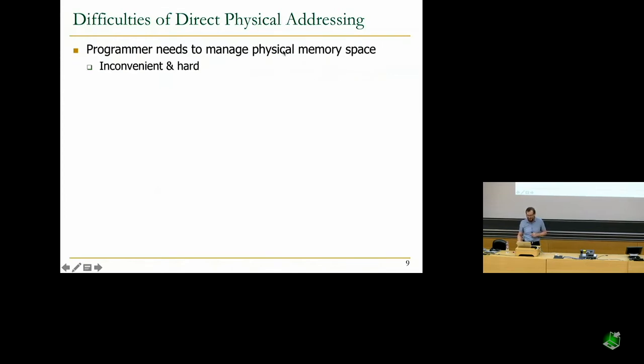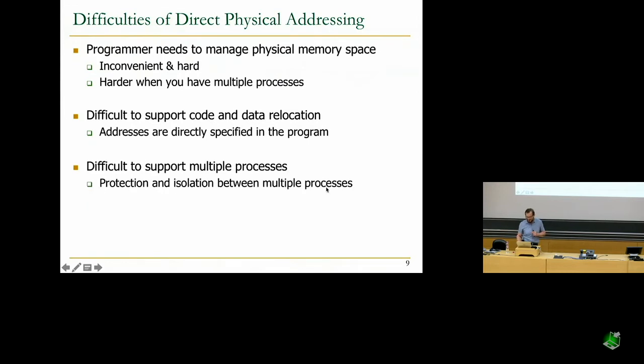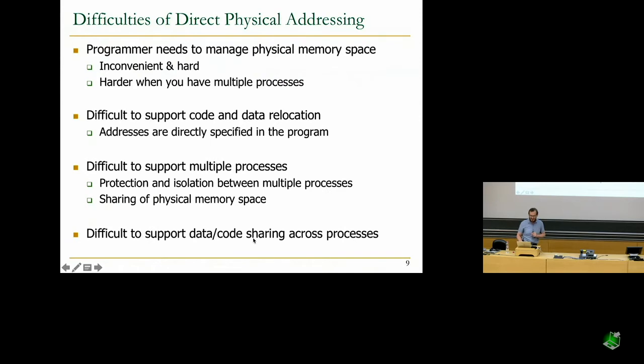The programmer needs to manage the physical address space. This is inconvenient and hard, and harder when you have multiple processes. It's difficult to support code and data relocation if you're loading the program at one time, at another time, and they need to go to different places for whatever reason. You cannot do that because addresses are directly specified in the program. And it's difficult to support multiple processes, as we've discussed. And it's difficult to support code and data sharing across processes, which I'm not going to go into, but it is difficult.